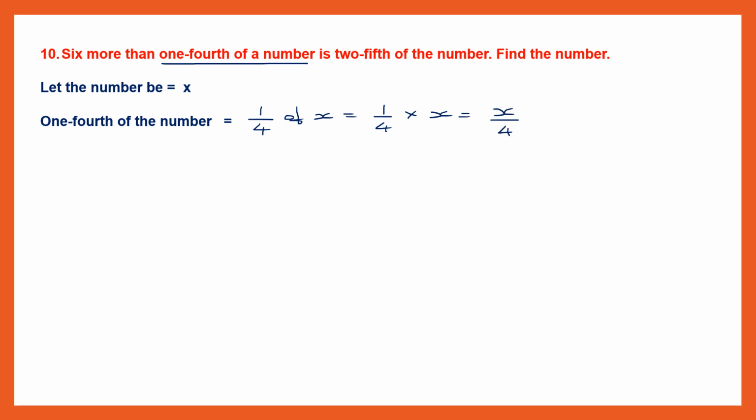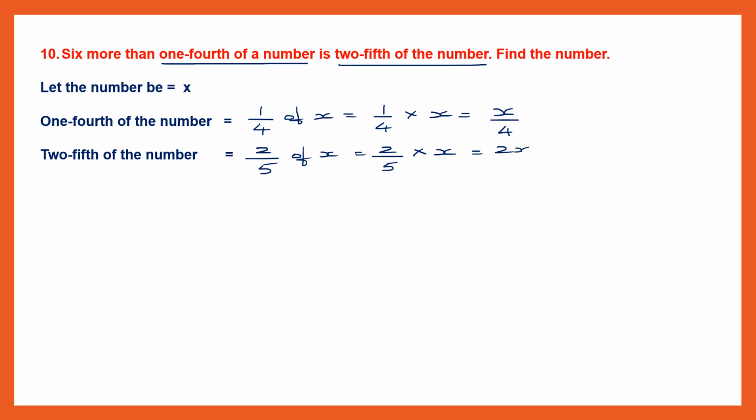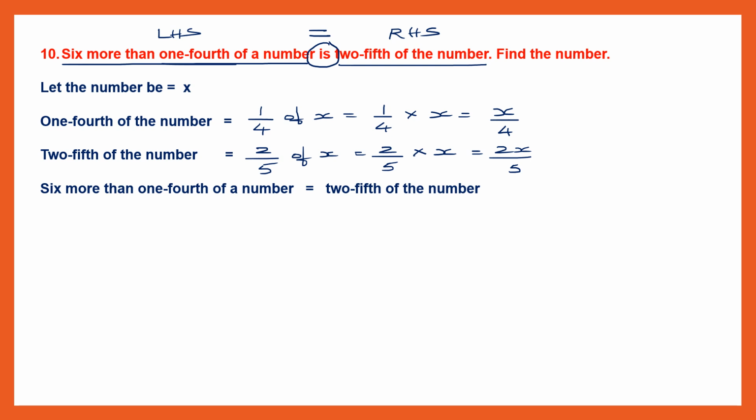So this is 1/4 of the number, and it is 2/5 of a number. Here it's given 2/5 of the number. That is similarly 2 by 5 of the number, which is x. So that is 2 by 5 into x. 2 into x is 2x by 5. So here we have this word is, that means it's equal to. This whole thing will be the left hand side and this will be the right hand side. So what is on the left hand side?